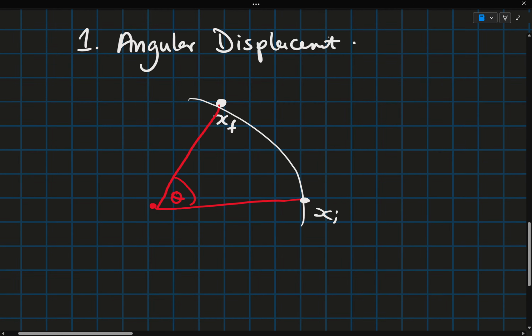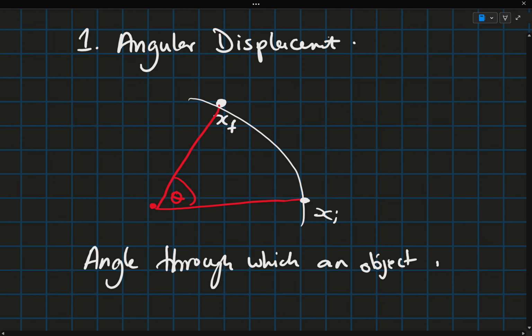Do I need to write that down, or is that fine? Let me just write it down. It's the angle through which an object moves in a circular path.